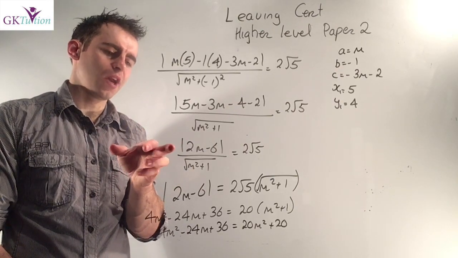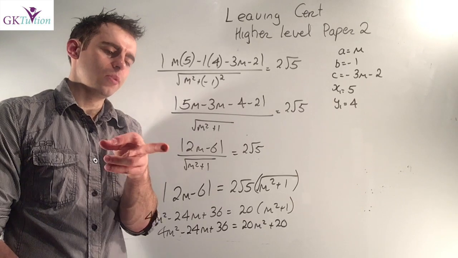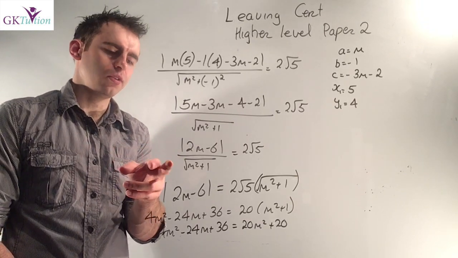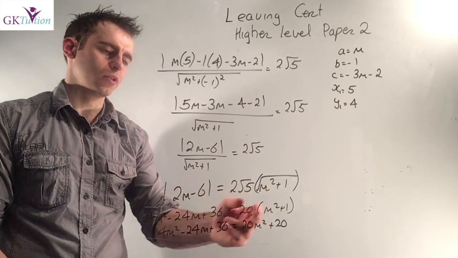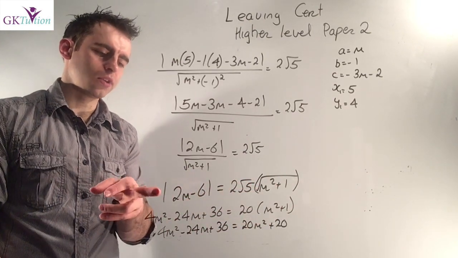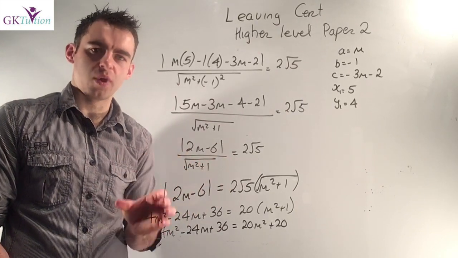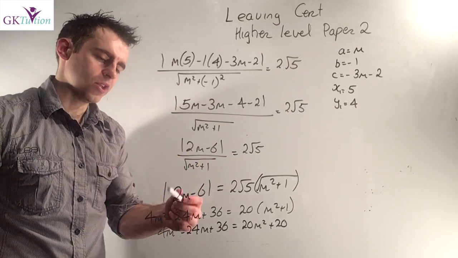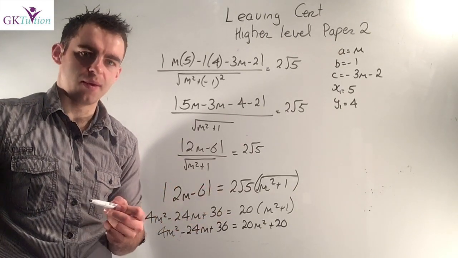If you simplify out the top, you end up with 2m minus 6 on top. And at this point, your immediate complication is your fraction. So you can multiply both sides by the denominator and you end up with 2 root 5 times root m squared plus 1 on the right hand side. In order to get rid of these modulus signs and in order to get rid of these surds, you're going to square both sides. When you square both sides, remember you have to actually square 2m minus 6.